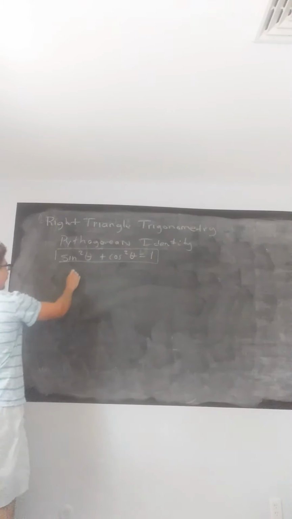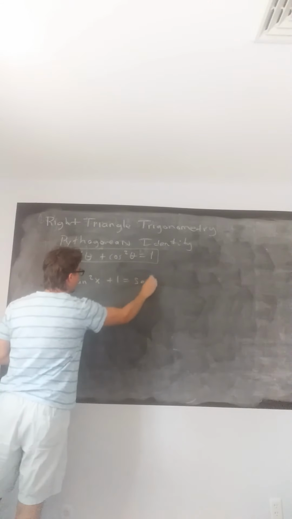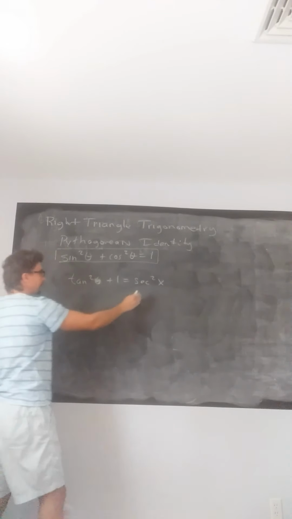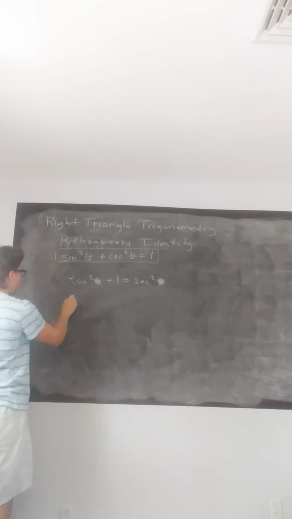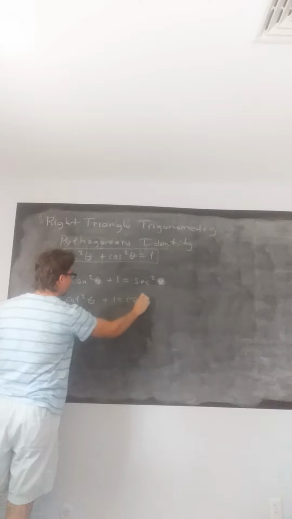What we're going to look at is how we could get from this something like this. Tangent squared x plus 1, or we can use theta here because we use theta in the other one. This is another identity. Tangent squared theta plus 1 is secant squared theta. And we have cotangent squared theta plus 1 is cosecant squared theta. So where do we get these things from?